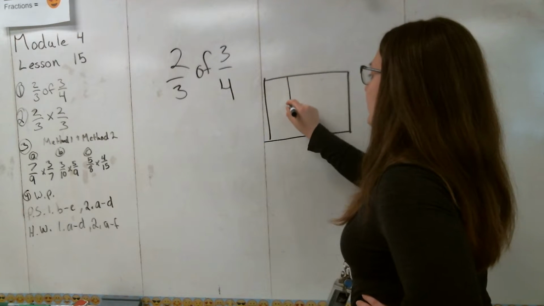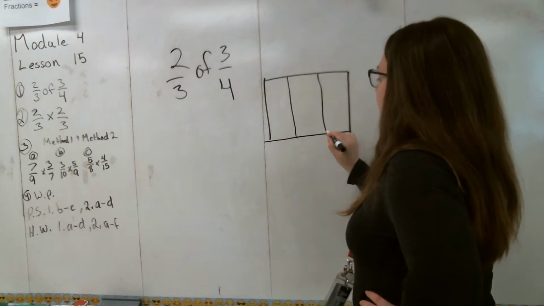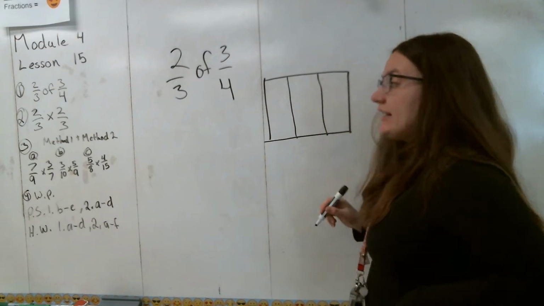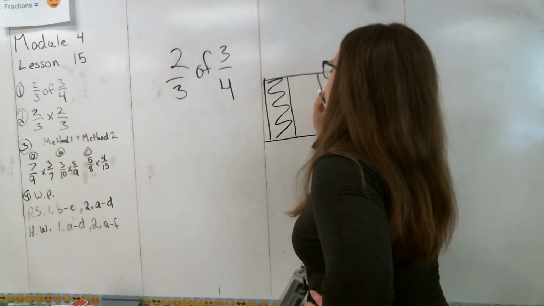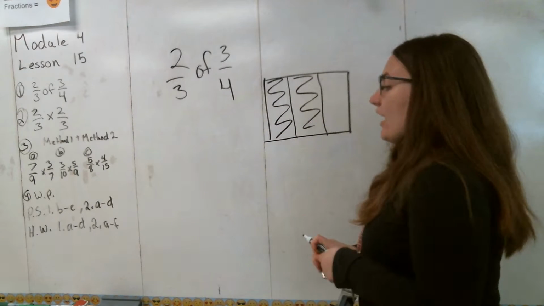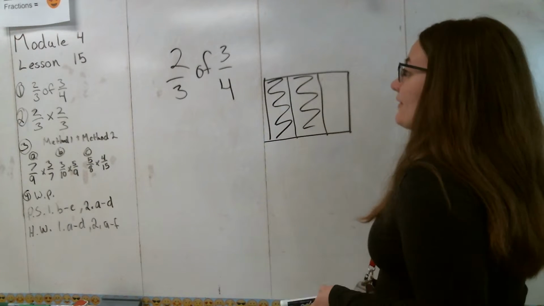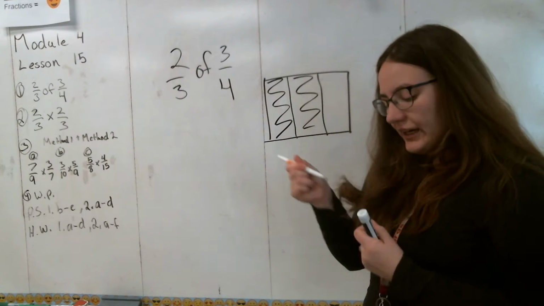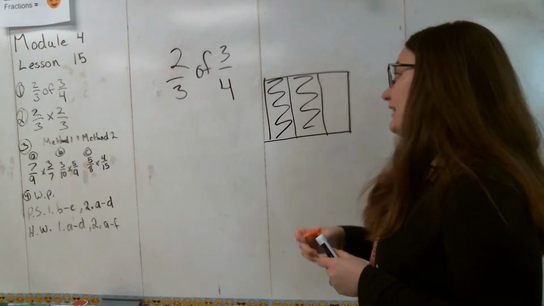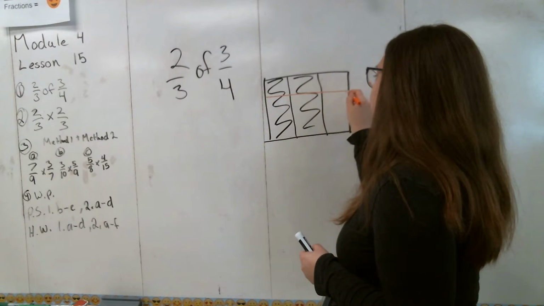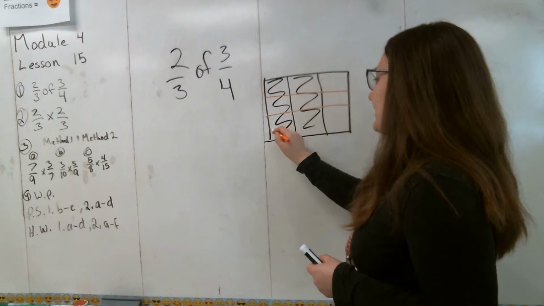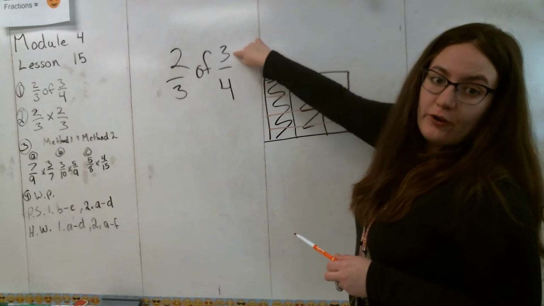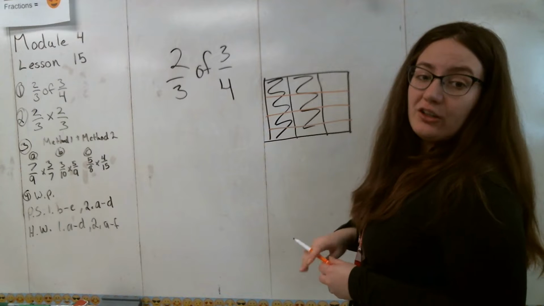So when I cut it into thirds, I'll start vertically, and since my numerator is 2, I need to shade in 2 of these spots. So I'll shade in 2, and now after this I have to show what 3/4 is going to look like. So now horizontally I'm going to cut this into fourths just like this. And now I need to shade in 3 of these fourths. I'm shading in 3 because that is my numerator.